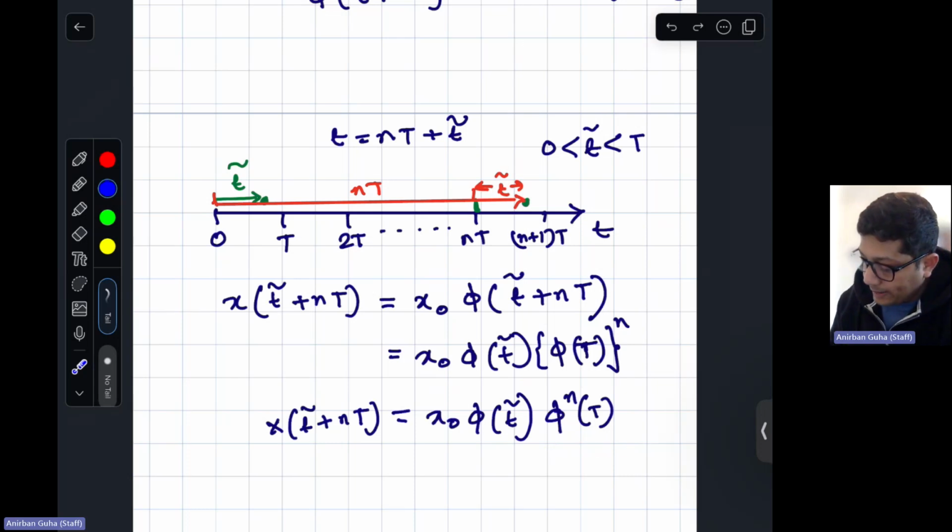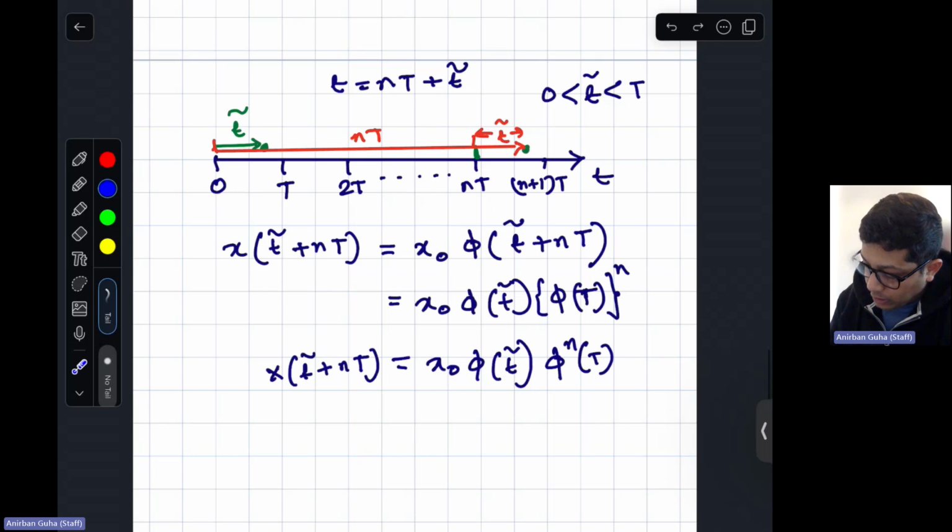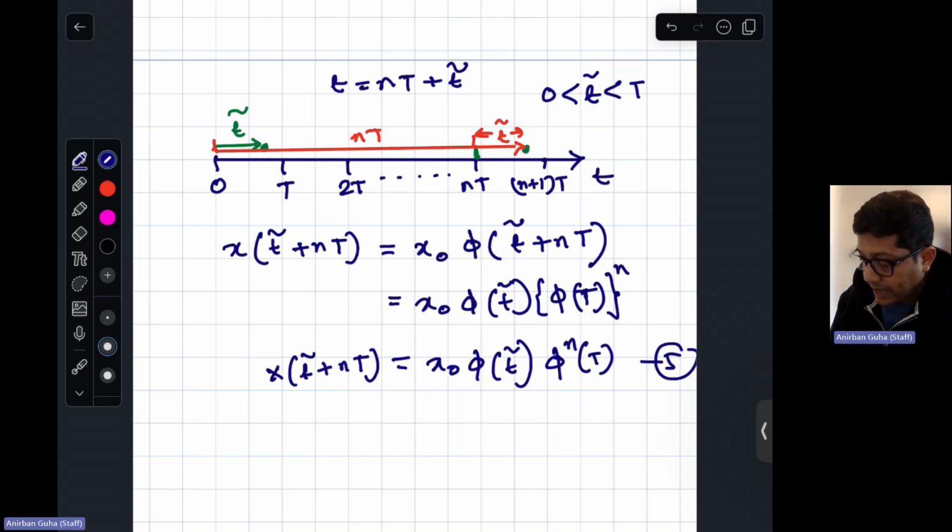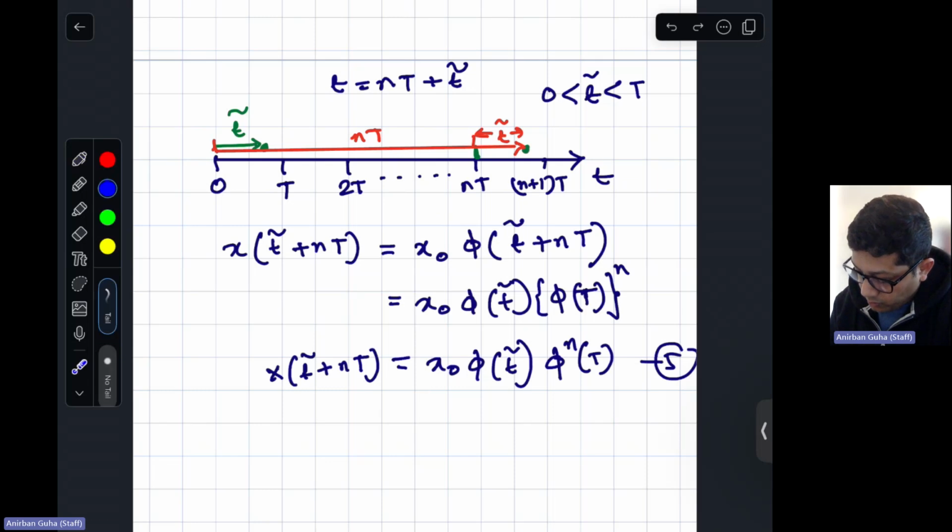Call it equation 5. It is saying that so much down the line in the future, at t tilde plus nT, you can say everything about that from your initial condition, which is x0, and knowing about the fundamental matrix for one time period. Because if you know about one time period, you can multiply it n times to know about the n time periods, and the phi for t tilde.